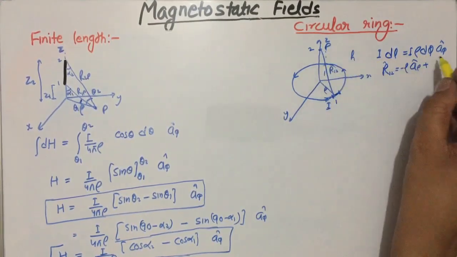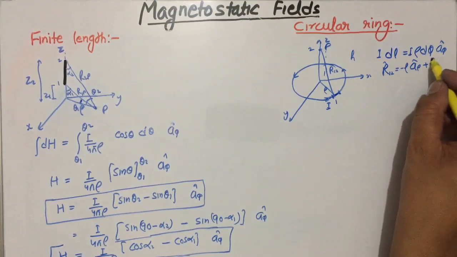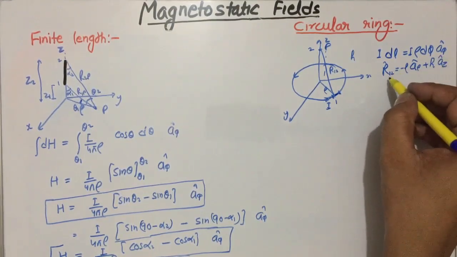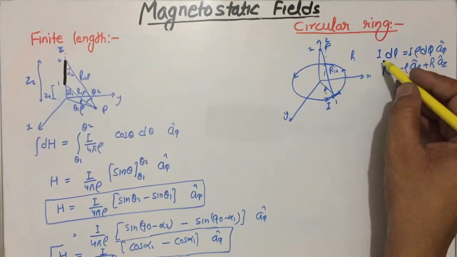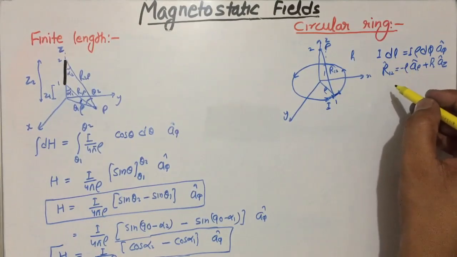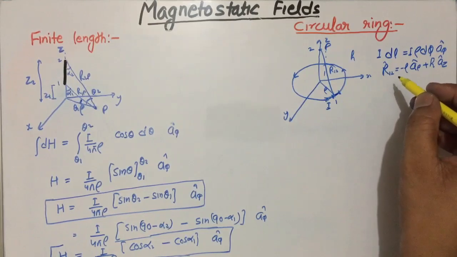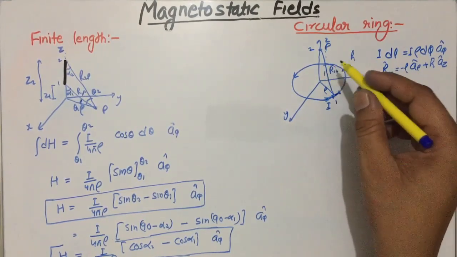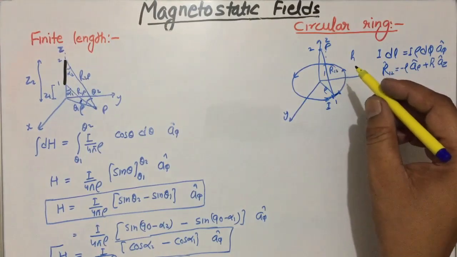This is of height h. So we can say height h at the place of z in the direction of az. We need this R12 because the IDL and R12 terms are required to find the magnetic field at any particular point due to any current element.